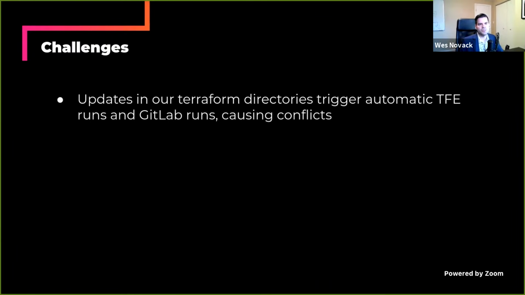One of the challenges we've seen is that when we update our Terraform infrastructure as code, that will trigger an automatic TFE run and GitLab runs, which will cause conflicts with one another. Inside of Terraform Enterprise, when you configure a VCS, there is no way to stop changes to that VCS from triggering remote runs on that Terraform Enterprise workspace. And because our GitLab pipeline also triggers off of code changes in our VCS, that causes this conflict where multiple Terraform Enterprise workspace runs try to kick off at the same time.